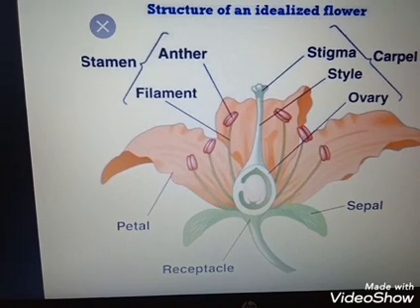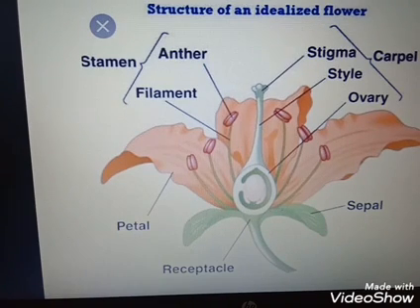So the sepals are green or inconspicuously colored and more or less foliaceous in texture, serving primarily to protect the flower in its bud stage. When the sepals are fused together in the calyx, it is known as gamosepalous, a term we studied in the plus 1 portion. When they are free in the calyx, it is known as polysepalous.